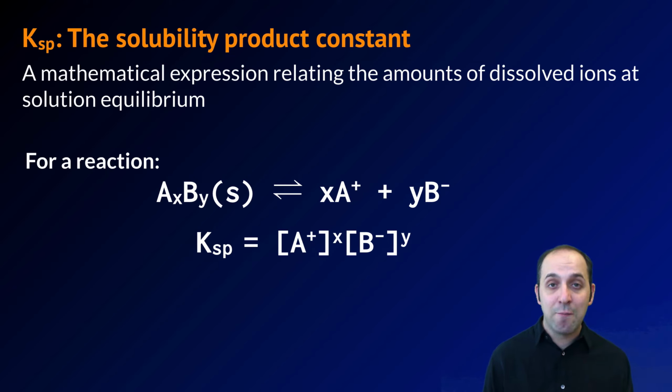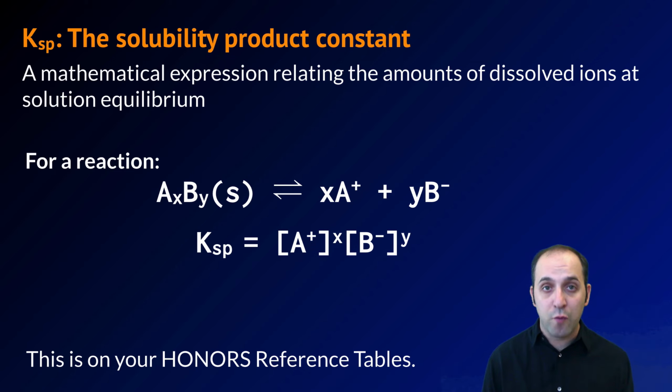We're not dividing by the undissolved salt in this. The reason for that is a little bit complicated, but has to do with the fact that it would be what's known as a heterogeneous equilibrium, which enables us to discard the undissolved salt from our equilibrium calculation. This is also on your honors reference table and will be available to you whenever you need to use it.